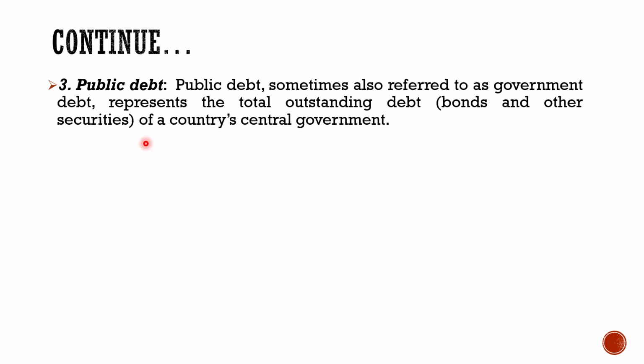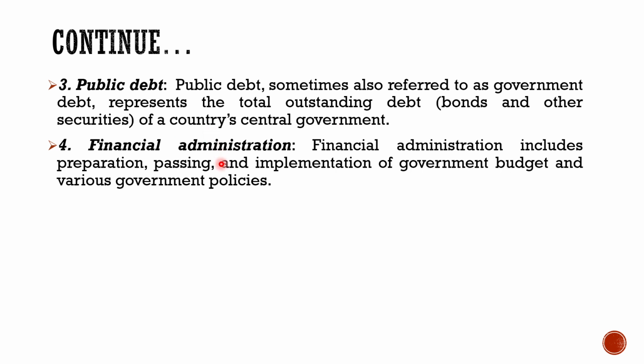Now continuing with the same, the third and the most important term here is public debt in the subject matter of public finance. Public debt is sometimes also referred to as government debt, which represents the total outstanding debt in the form of bonds and other securities of a country's central government. The next one is financial administration. This includes preparation, passing, and implementation of the government budget and various government policies, because it makes adjustment between the public revenue or the receipts and the public expenditure. So that is why financial administration becomes a very important part of the subject matter of public finance.